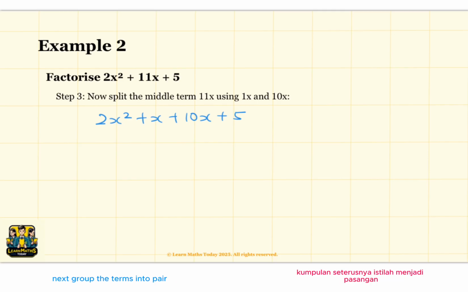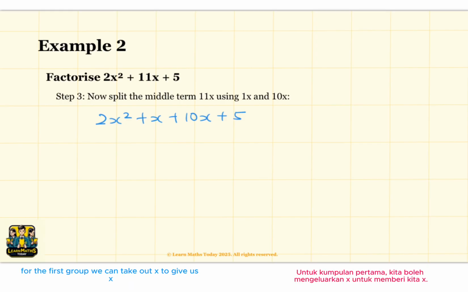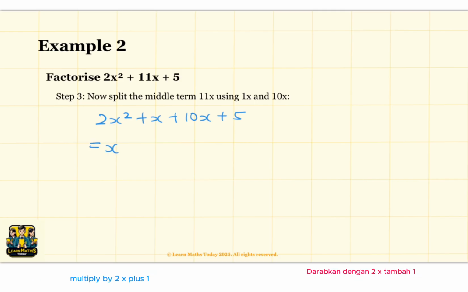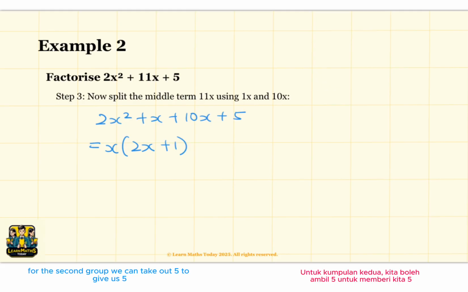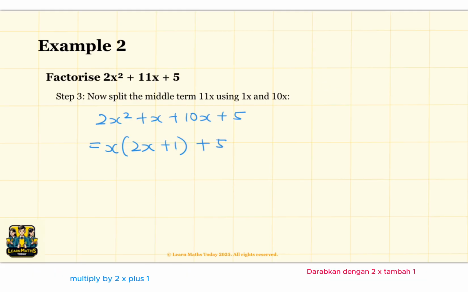Put the terms into pairs: 2x squared plus x, plus 10x plus 5. And from each group, we can factor out separately. For the first group, we can take out x to give us x multiplied by 2x plus 1. For the second group, we can take out 5 to give us 5 multiplied by 2x plus 1. Now look at what happened. Both groups have the same bracket, 2x plus 1.